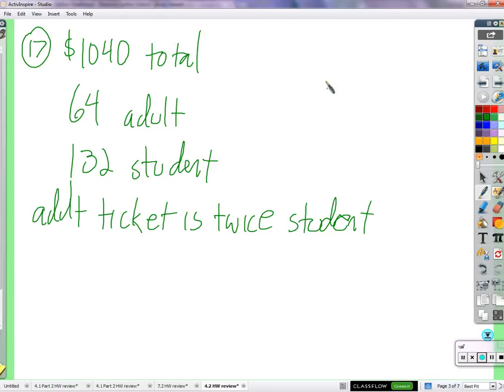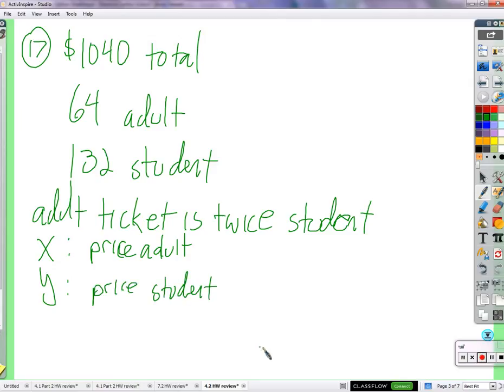Well, first we should probably determine what x and y should be, right? So x should represent something, and y should represent something. X should represent the price of an adult ticket, and y would represent the price of a student ticket.